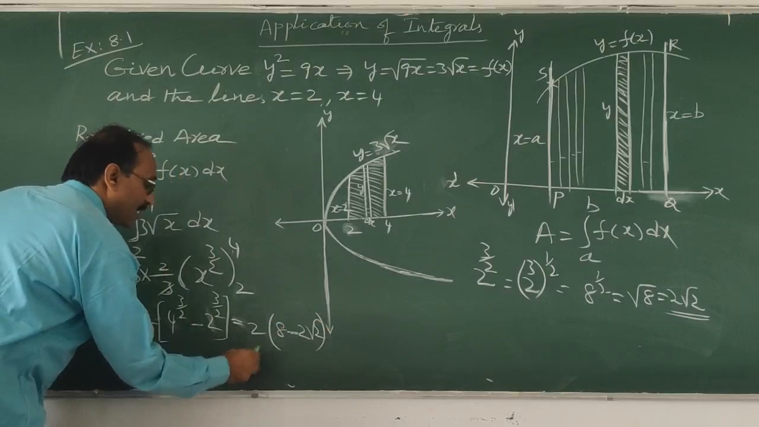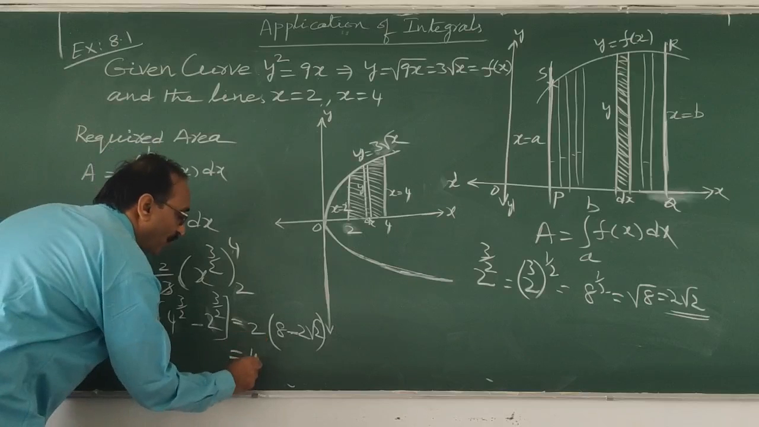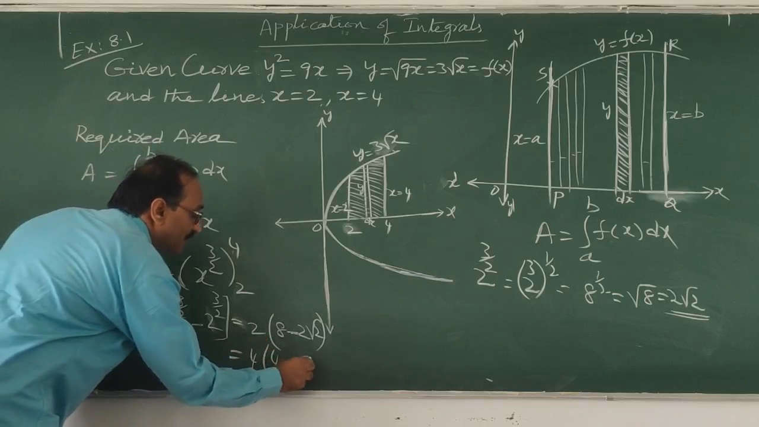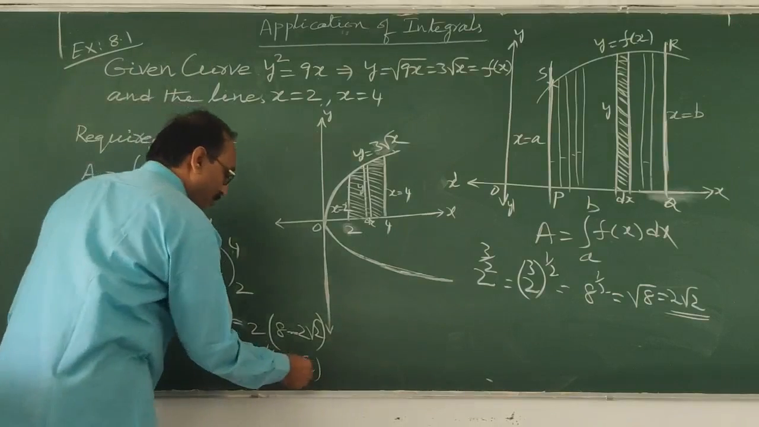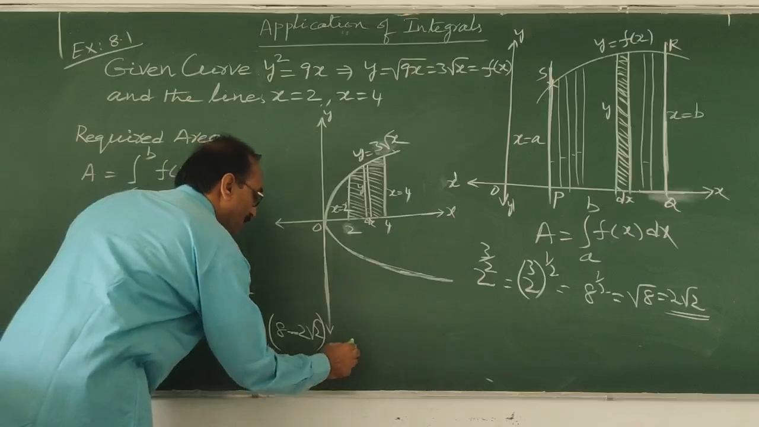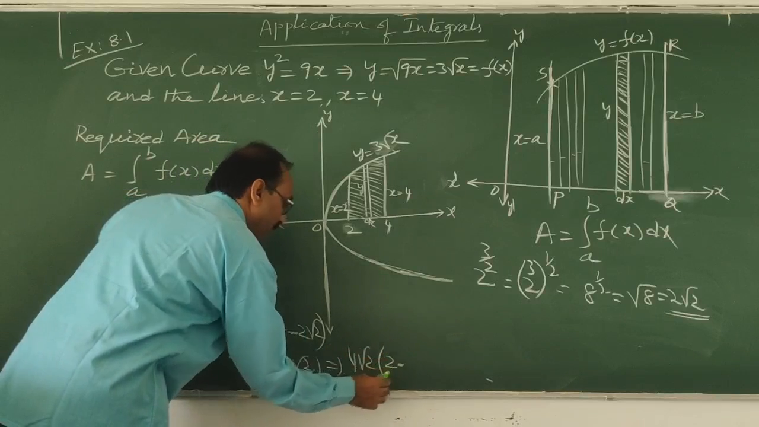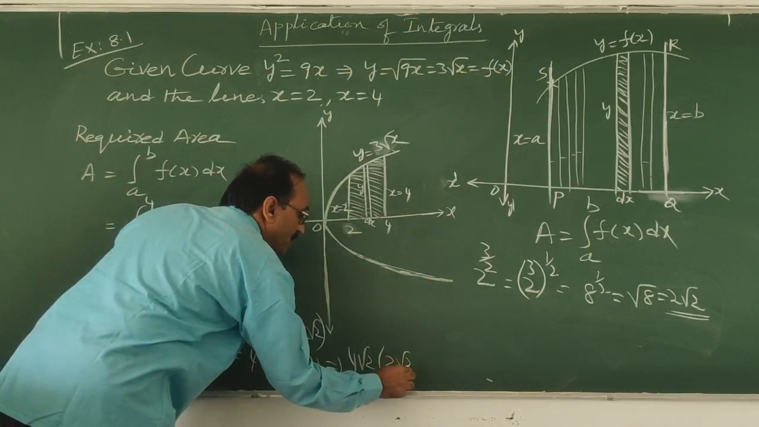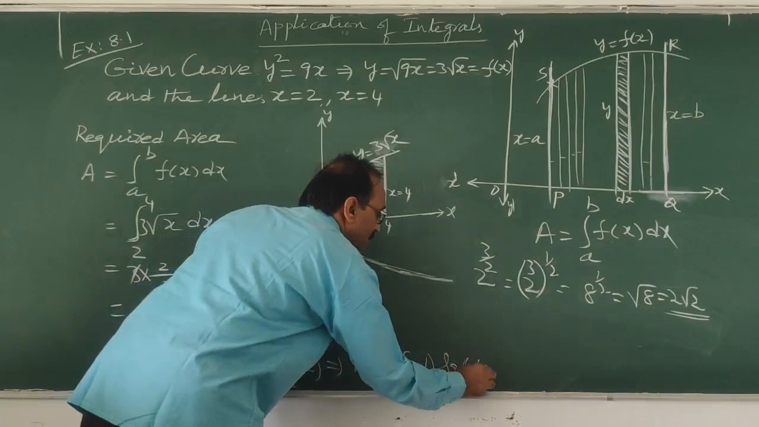So now what happened here? You can take 2 common here. Here already 2 is there. 2 into 2, 4. 4 into 4 minus root 2. Even if you take root 2 common, then 4 root 2. How much will come now? 4 root 2 into 2 minus, 2 root 2 minus 1. So the simplification is up to our square units.